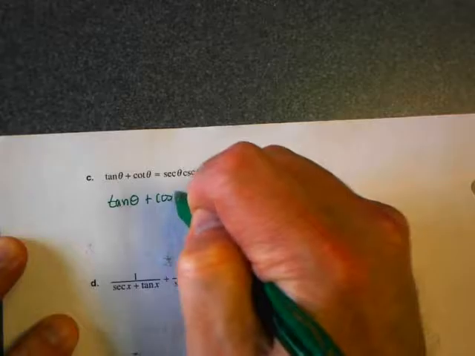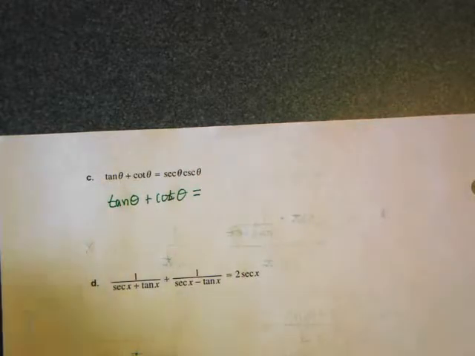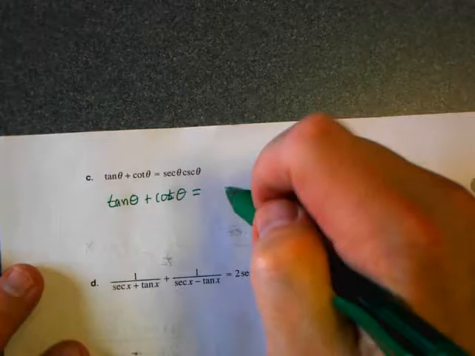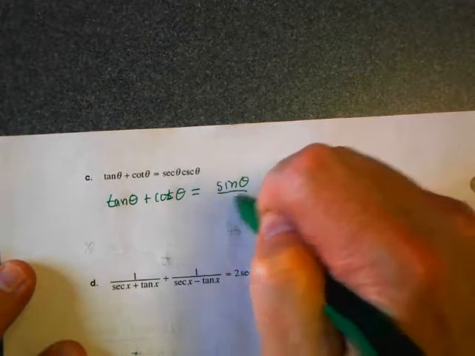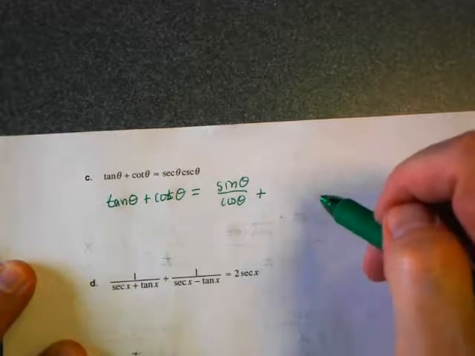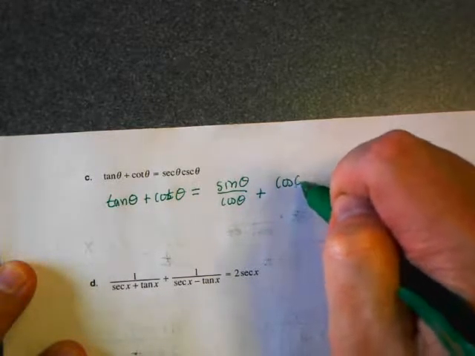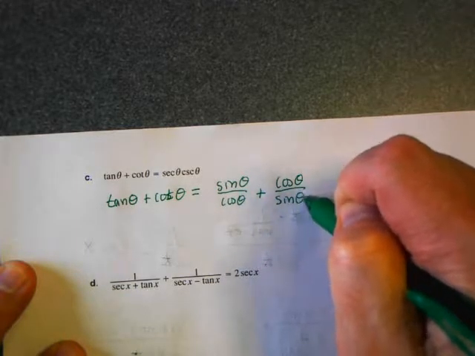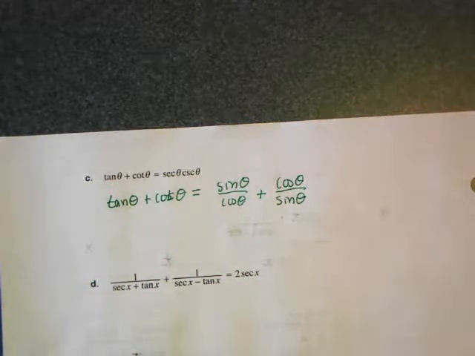Let's try C. Tangent theta plus cotangent theta. Sine over cosine plus cosine over sine. All right, so again, very common thing. We started by converting everything to sines and cosines. Now what?